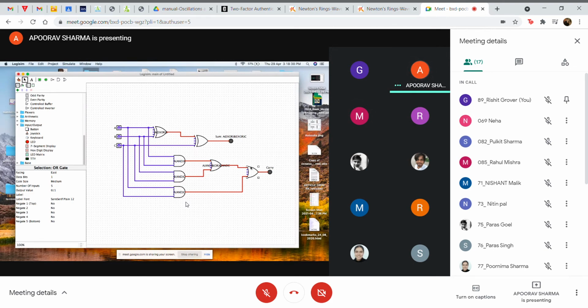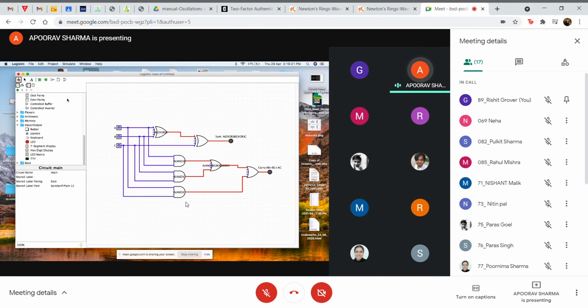And this OR circuit will then add this to your output, and it will produce a carry output. What is your carry output? It will be like AB plus BC plus AC or CA. Right? Your logical OR operation is represented by this plus sign. Okay.